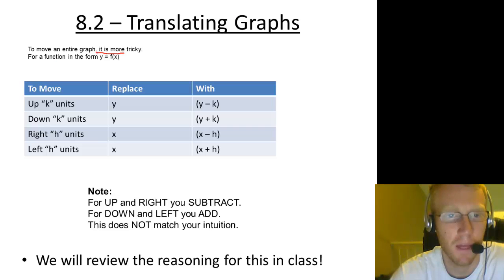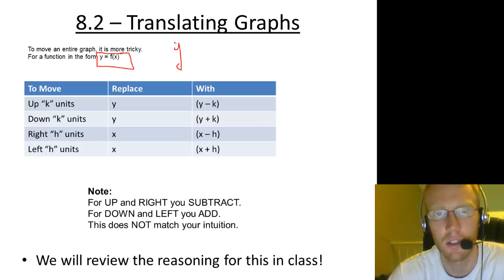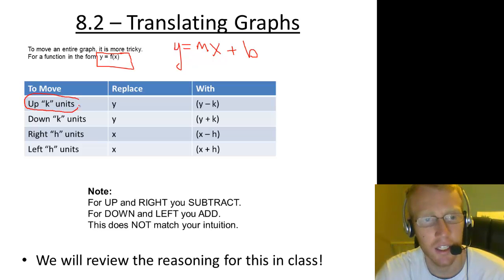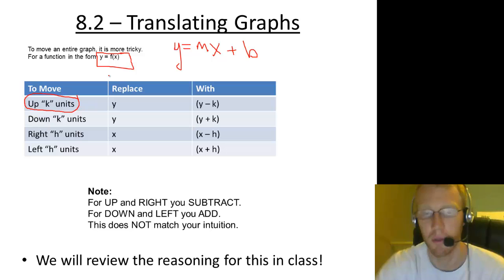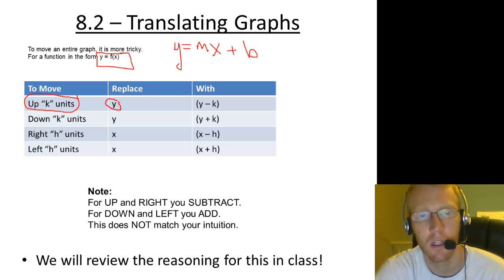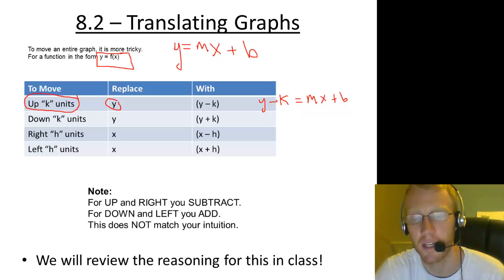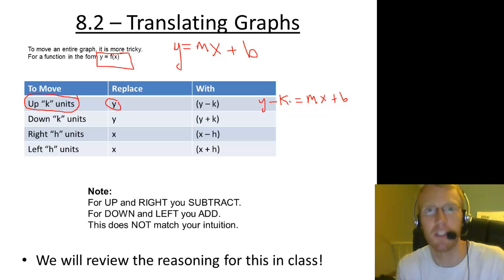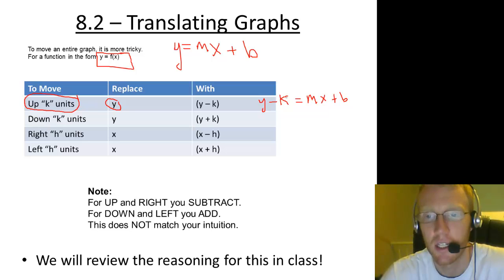Okay, so if you have a function of the form y equals f of x, let's use as our basic example a straight line, y equals mx plus b. If you want to move up, it's intuitive that up and down is going to be the y variable, so that's good. So you're going to replace the y variable with y minus k in order to move up k units. So your new equation would then be y minus k equals mx plus b. By replacing y with y minus k, if you graph this new equation, it'll be the same graph but shifted up however much k is.